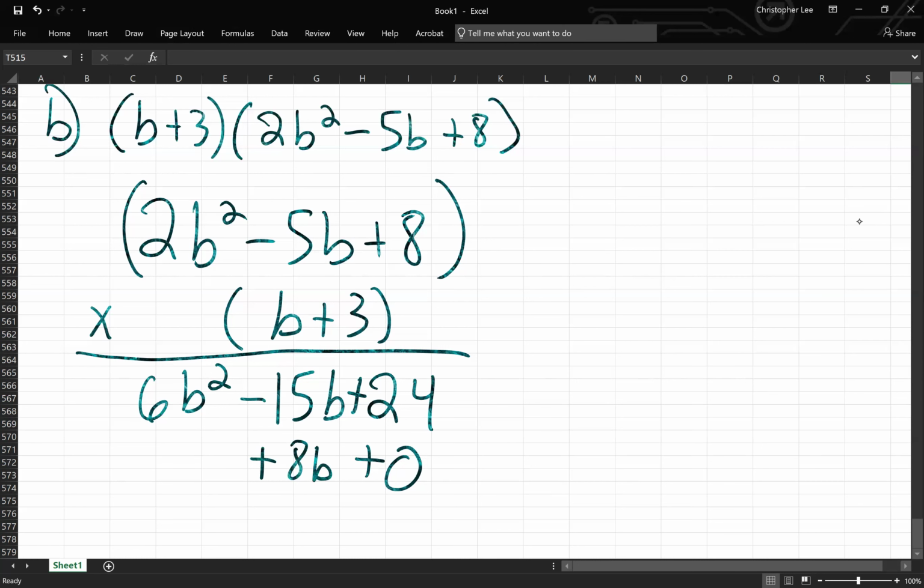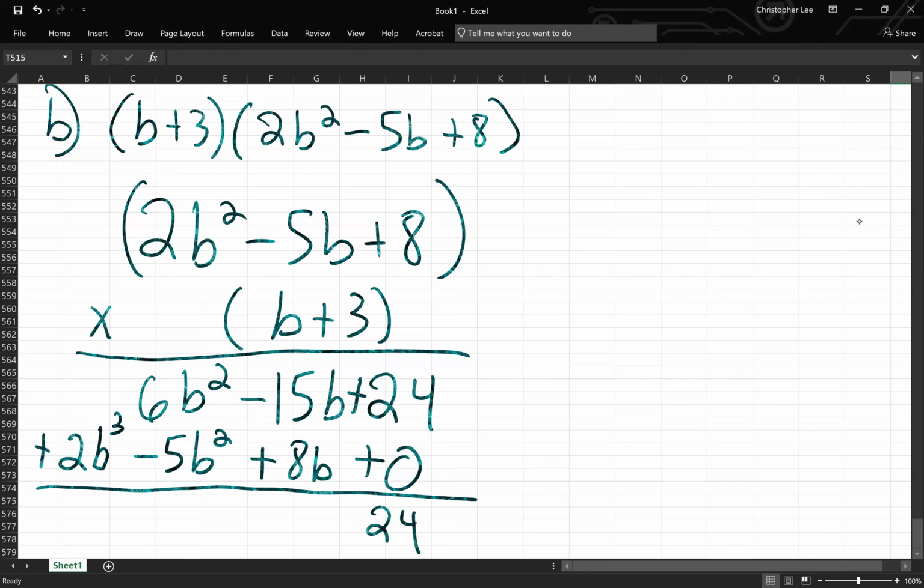Very good. Now b times negative 5b. What's that? Negative 5b squared, right? Now b times 2b squared. What's that? So 2b cubed, right? Then we're going to add these together straight up. 24 plus 0, what's that? 24, good. Negative 15b plus 8b, what's that? Negative 7b, very good, right?